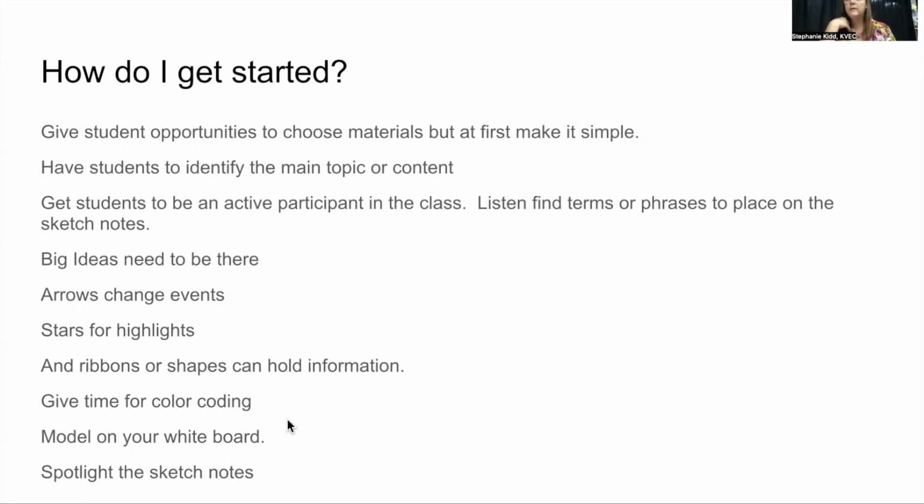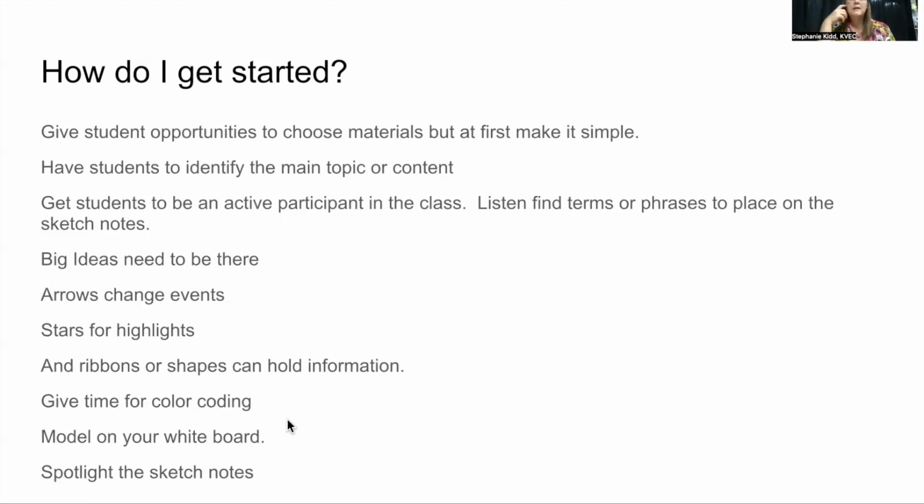And I would model this. I would really model this for my students so that they understand. Big ideas need to be there. Talk to them about what were those big ideas that you needed to really be listening to. Show them how to draw arrows to change the events that are happening, or what's the next thing in sequence that I need to remember. Stars can be used for things that I really want to highlight.